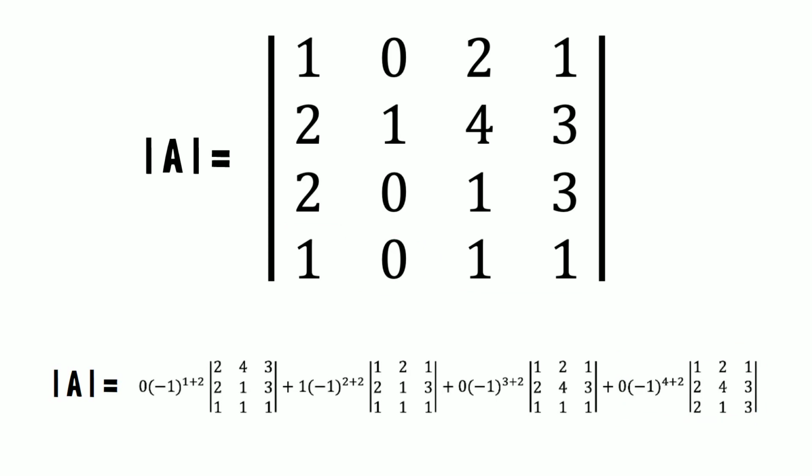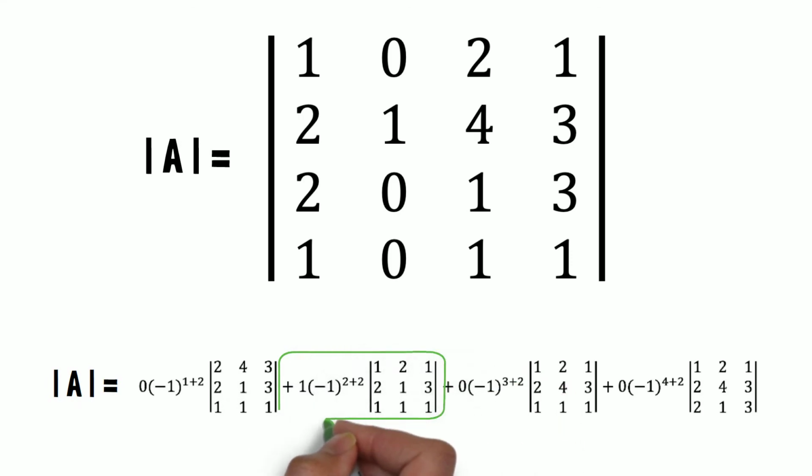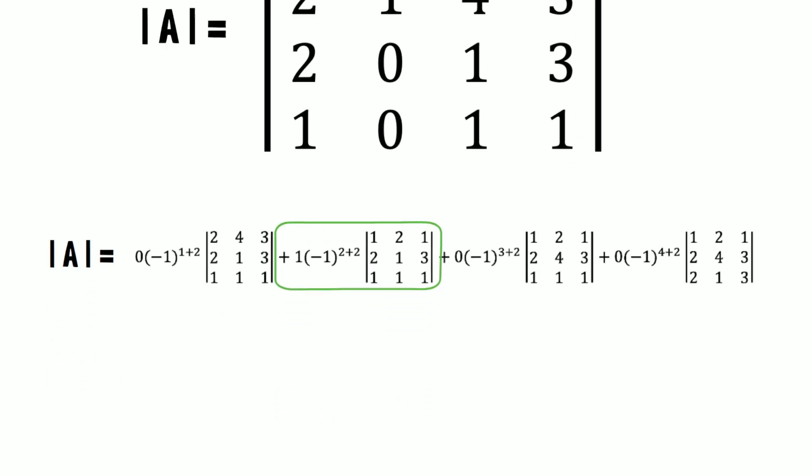Now you can see why we chose the second column containing the 3 zeros. Because the first, third and fourth part of this calculation are all multiplied by 0, they are all equal to 0. For this reason we only have to calculate the second part of this calculation. I would advise you to always use the row or column with the most zeros when you use cofactor expansion, as this will save you a lot of time. Let's now find the answer.